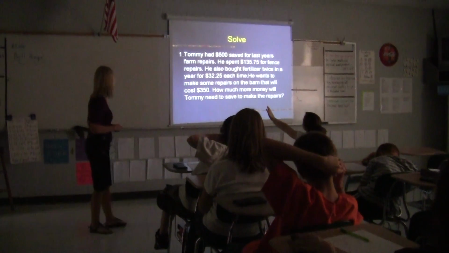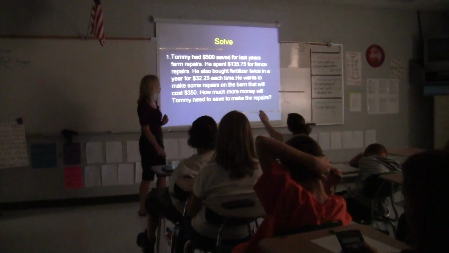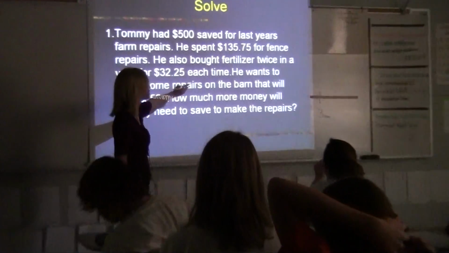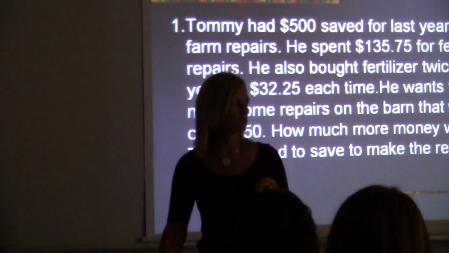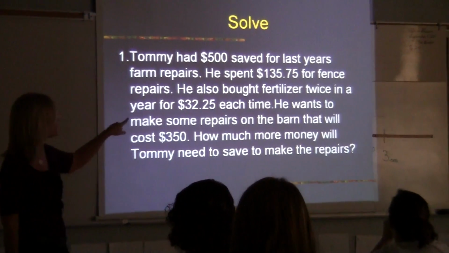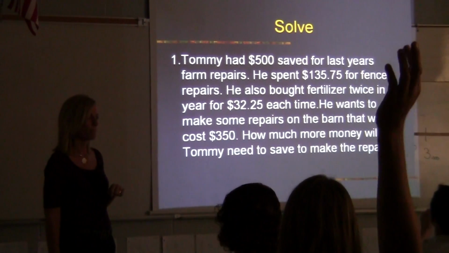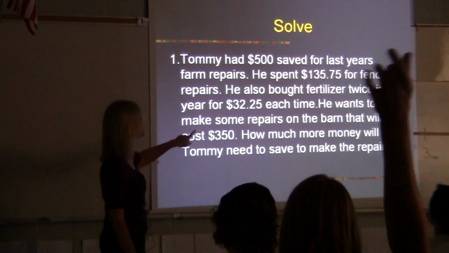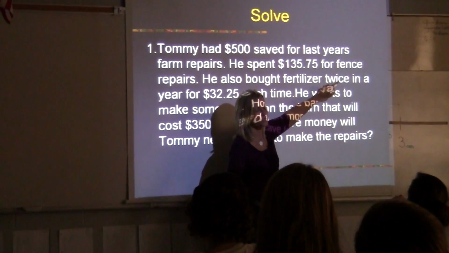There's something else we're going to be doing besides subtract, or there might be more subtractions. What are we going to do? Twice. Why? What's twice tell us to do? To multiply. What are you multiplying if you see the word twice? You're multiplying by what number? 2. Multiplying by 2. What are we going to be multiplying by 2 up here? What number? The $32.25 because we actually bought that twice.